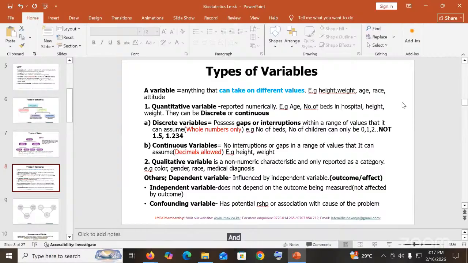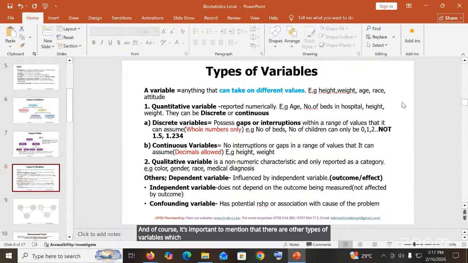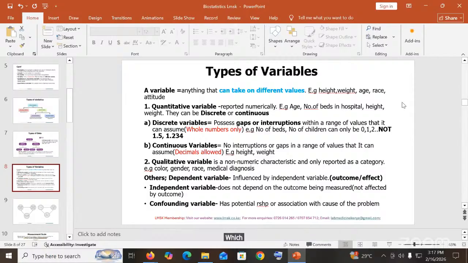And of course, it's important to mention that there are other types of variables which you can classify as a dependent variable, which is influenced by an independent variable. So it is the outcome. So when you're doing your research, you must know and understand which one is your dependent variable, which one is influenced, and which one is the independent variable.